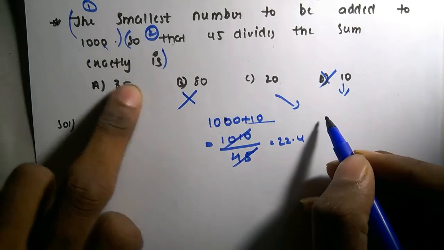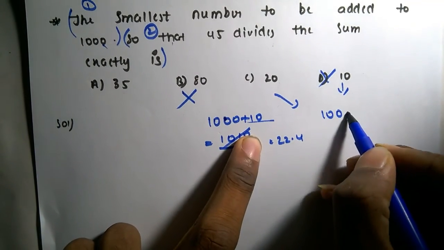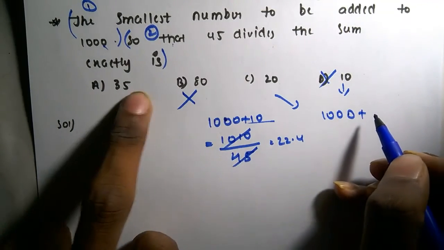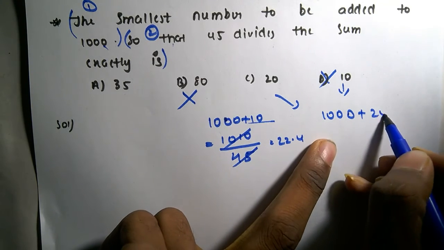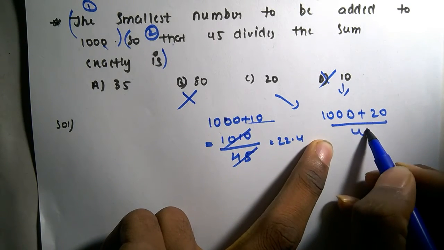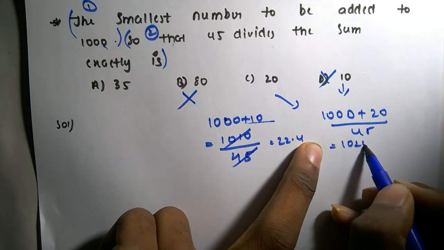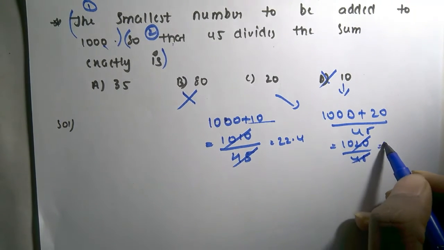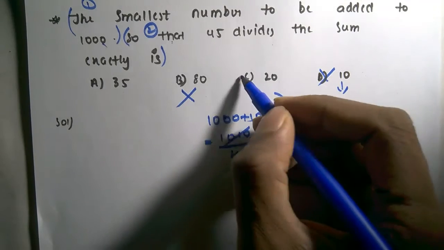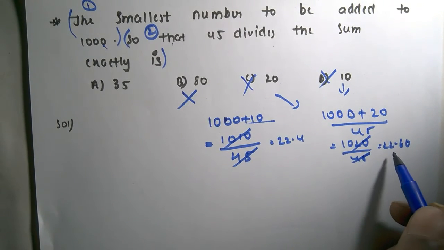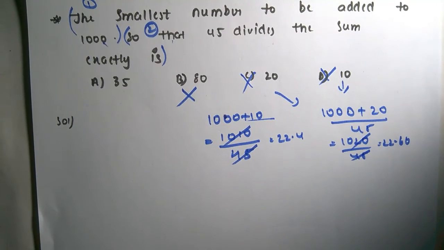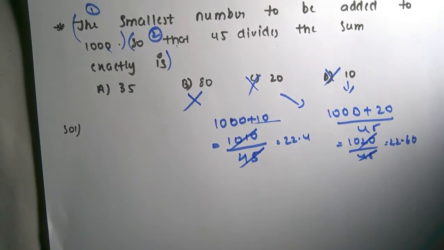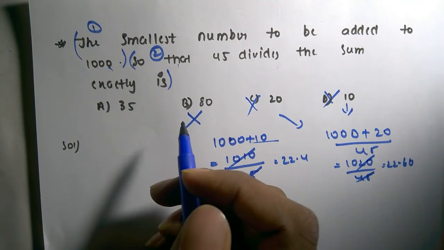Okay, option C. So 1000, so that 45 divides the sum exactly. So 1000 plus 20 by 45, that means 1020 by 45. So the answer will be 22.66. So this is also not the correct answer. We were getting some decimal number. So we should not get a decimal number in order to get exact divisibility.